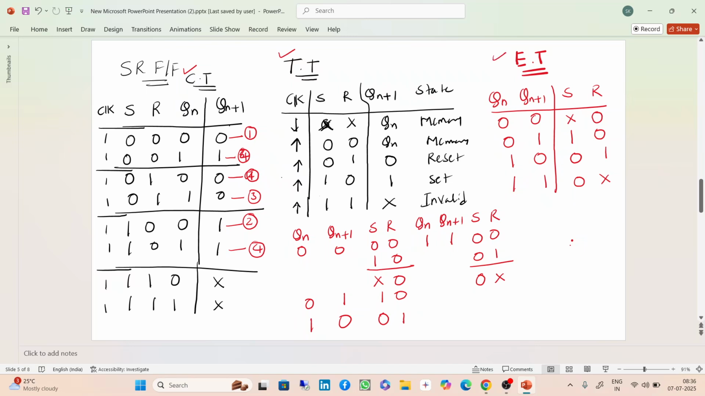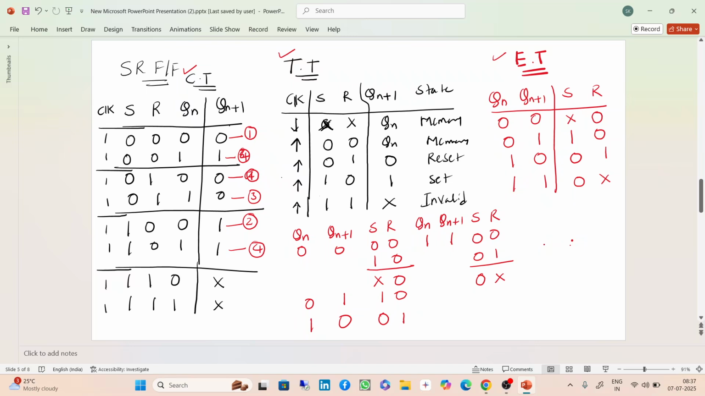From the excitation table you can draw the state diagram. So how to draw the state diagram? Here, let us take how many states are there? 2 states are there.